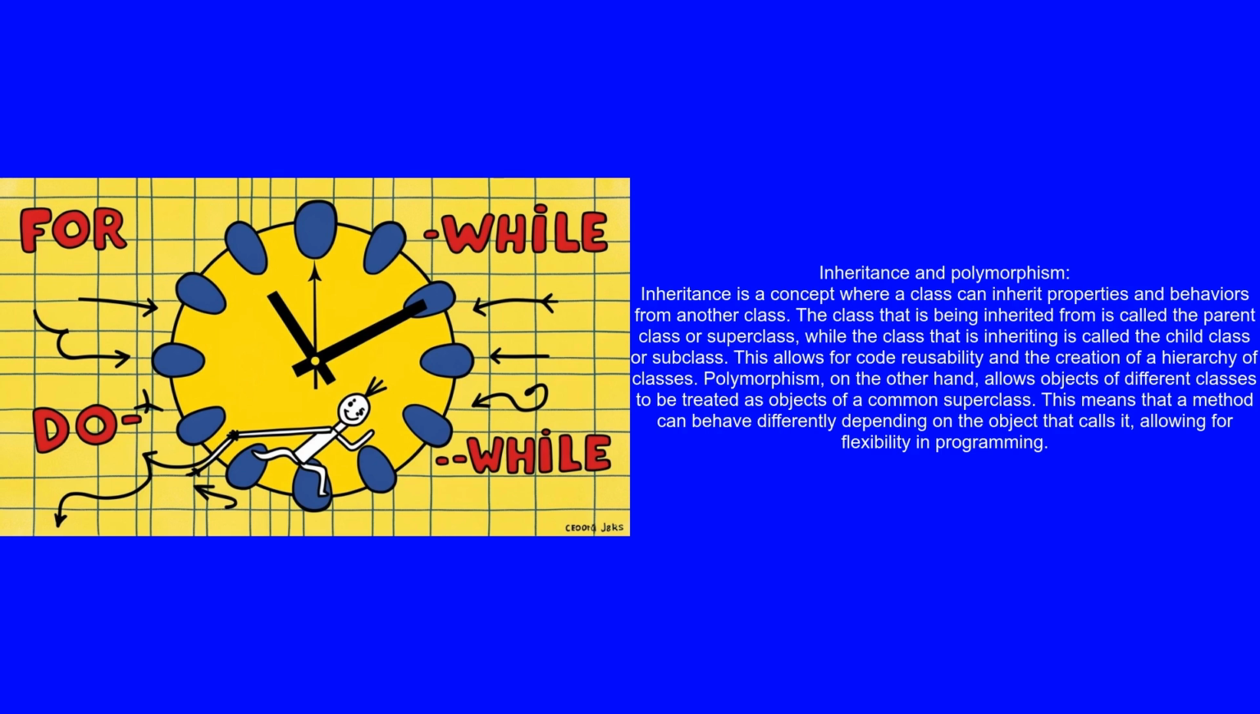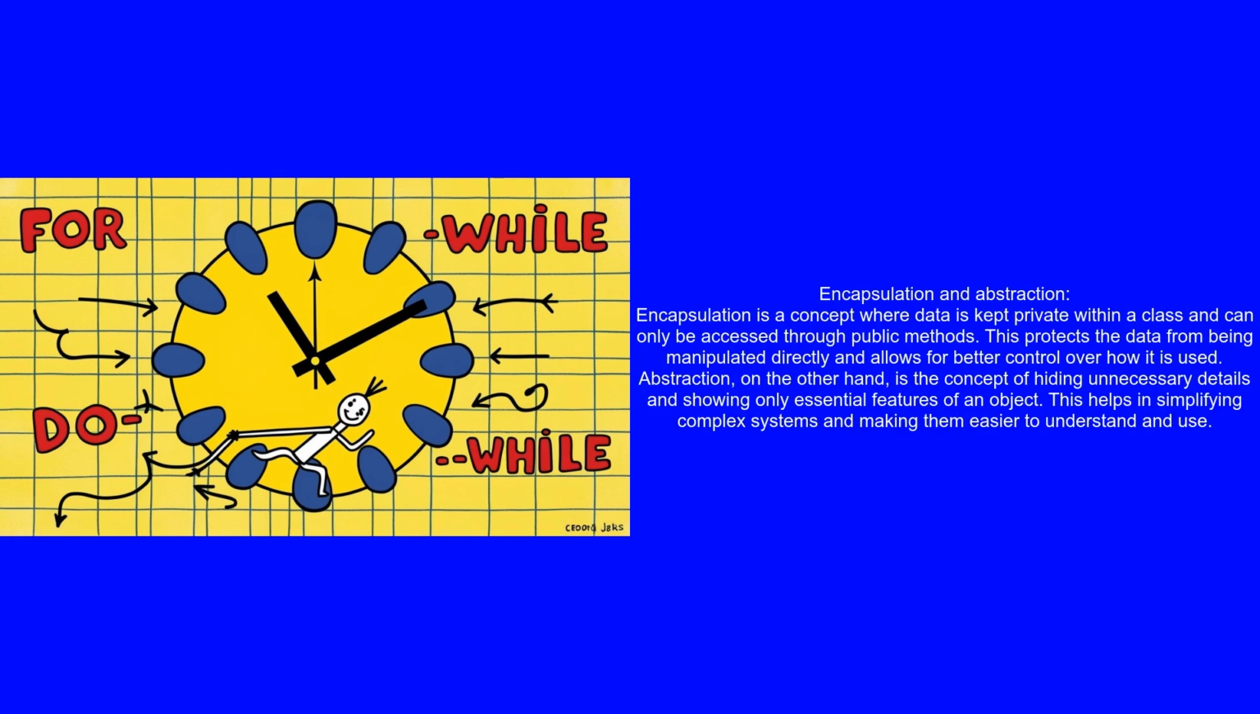So, let's chat about encapsulation and abstraction in programming. Encapsulation is like keeping your data locked up in a class, only letting it out through certain methods. It's a way to protect your data and control how it's used. On the flip side, abstraction is all about hiding the nitty-gritty details and only showing the important stuff. This makes complicated systems simpler and easier to work with. So, think of encapsulation as your data's bodyguard, and abstraction as its personal stylist, making sure it looks good without revealing too much. Cool, right?